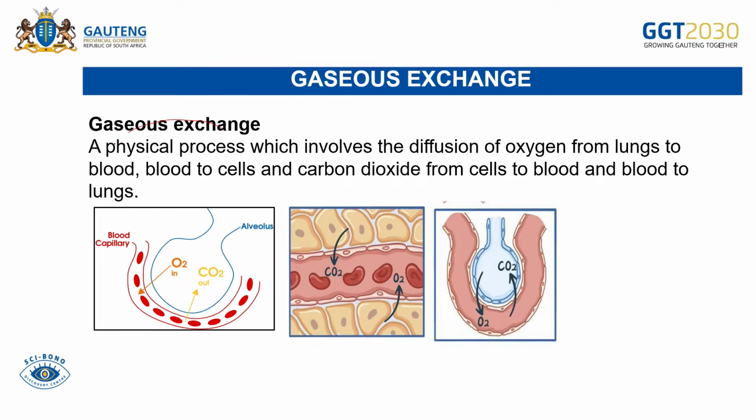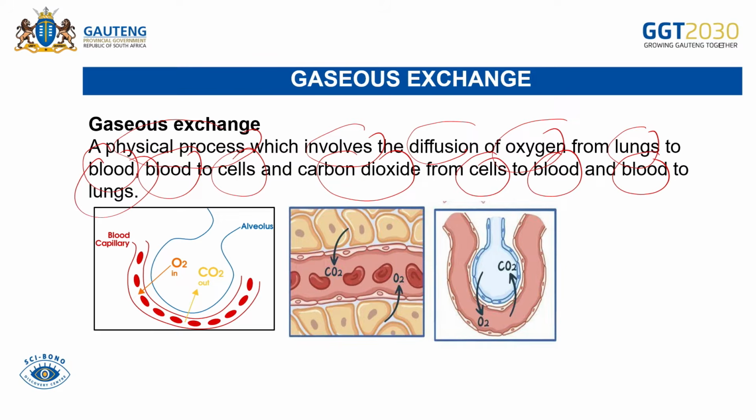It's a physical process which involves the diffusion of oxygen from the lungs to the blood to the cells, and carbon dioxide from the cells to the blood, and blood to the lungs. So gases are being exchanged. Can you see that? But so gaseous exchange, breathing is a mechanical process.